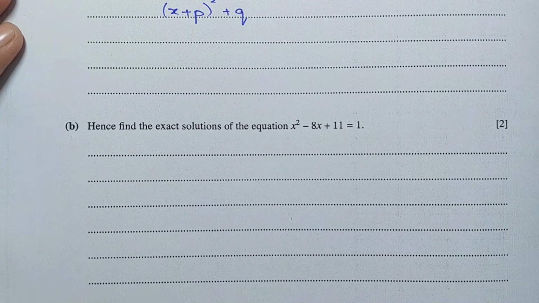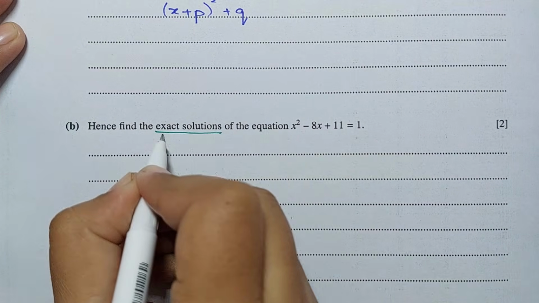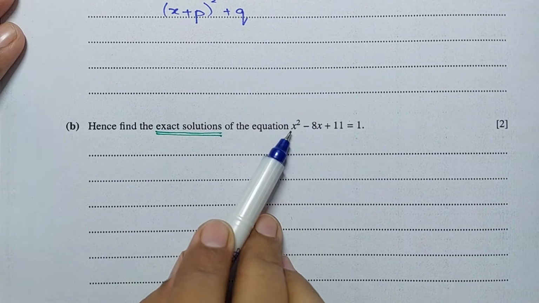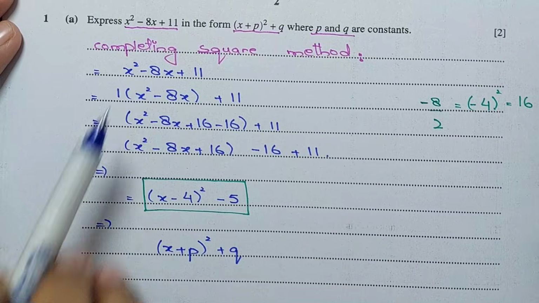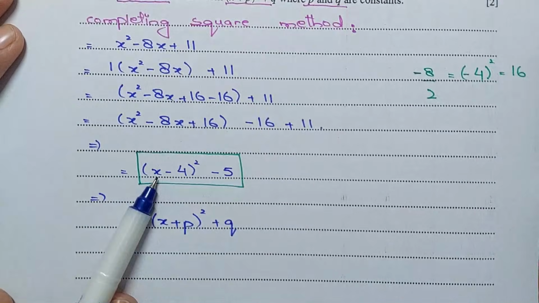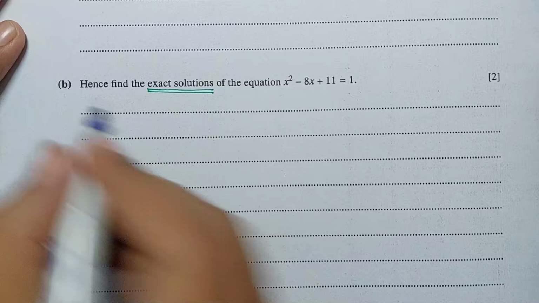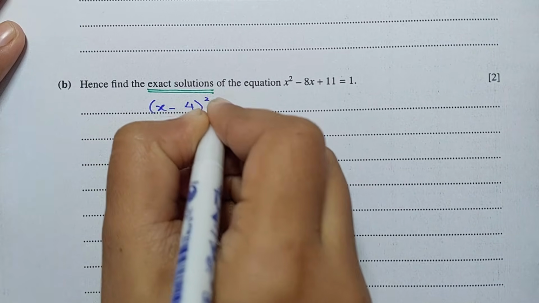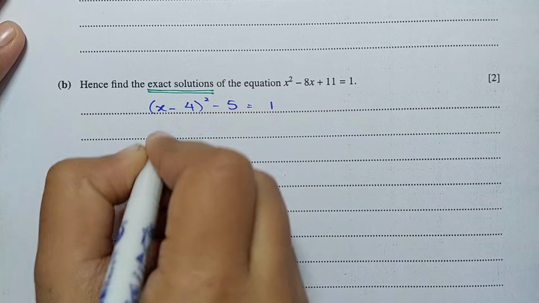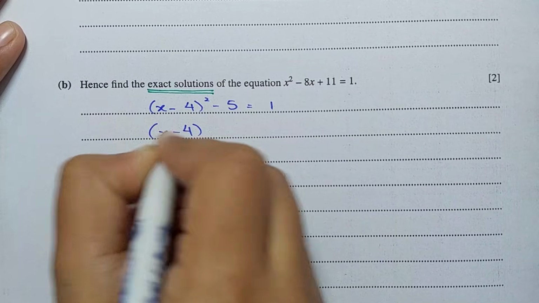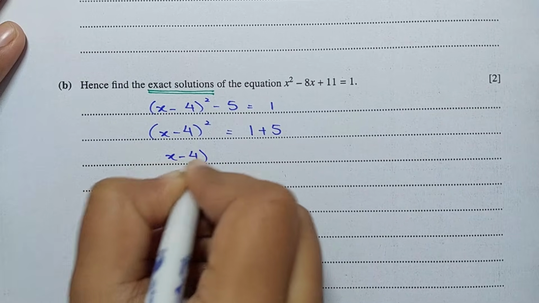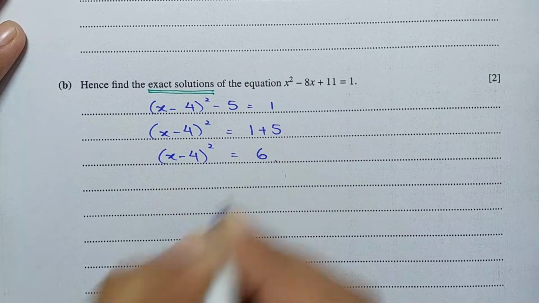Now for part B, hence find the exact solutions of the equation x squared minus 8x plus 11 equals 1. We have converted this equation into this form, so we can write this down. Hence means use the answer from part A. This is x minus 4 whole squared minus 5 equals 1. X minus 4 whole squared is 1 plus 5, so x minus 4 whole squared equals 6.